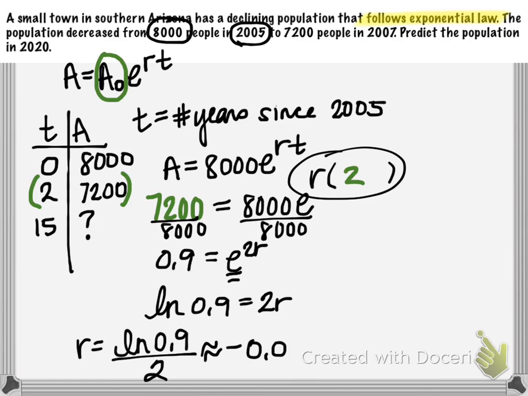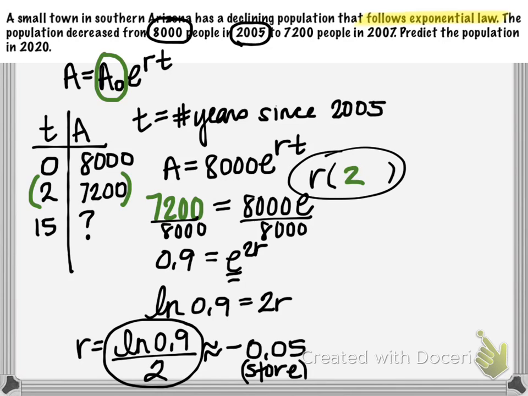I encourage you to do so that you can check your calculations. And we'll get r is about negative 0.05. And remember, we expect r to be negative because this was an exponential decay scenario. Now, negative 0.05 is a rounded decimal, so we do not want to use that in our future computations. I recommend that you either use the store feature on your calculator and store that, or you continue to leave r in exact form, which would be the natural log of 0.9 divided by 2.